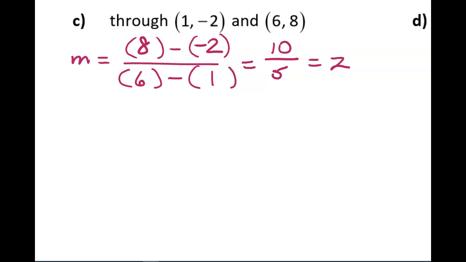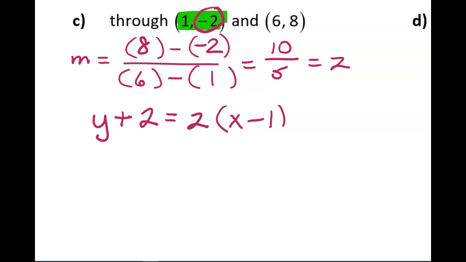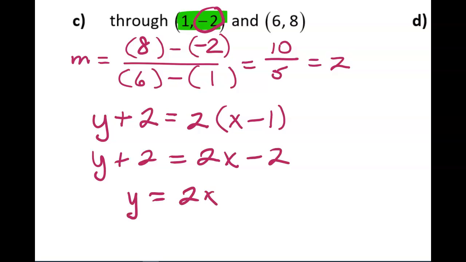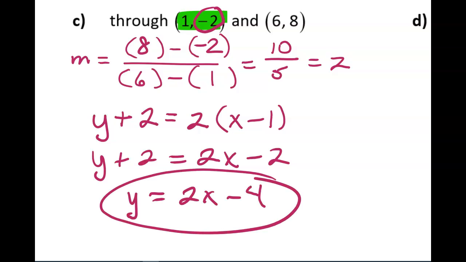Now at this point, you can use whichever one of the 2 points you wish. So I'm just going to use the first one. It's up to you. The answer will come out the same regardless. So y minus the y value of the point, so we're using that y value first, equals the slope 2 times x minus the x value of the point. Now let's use the distributive property and then subtract 2 from both sides, and we get y equals 2x minus 4.